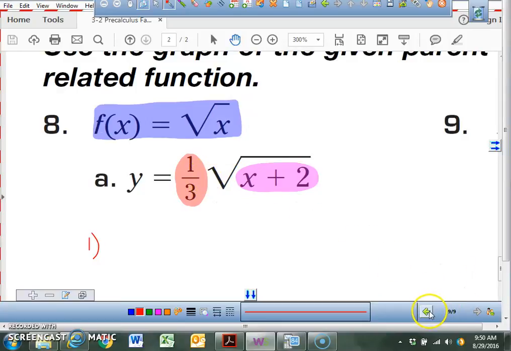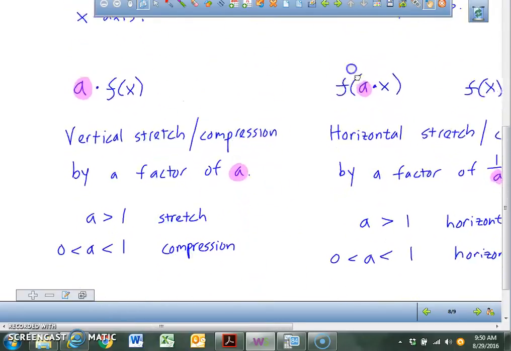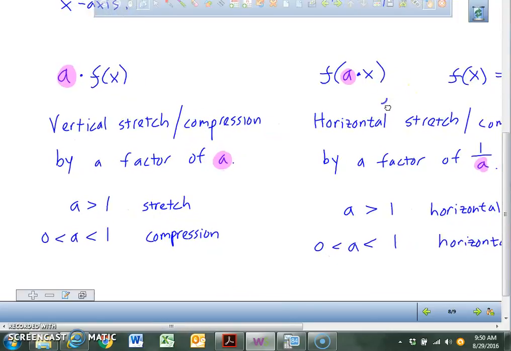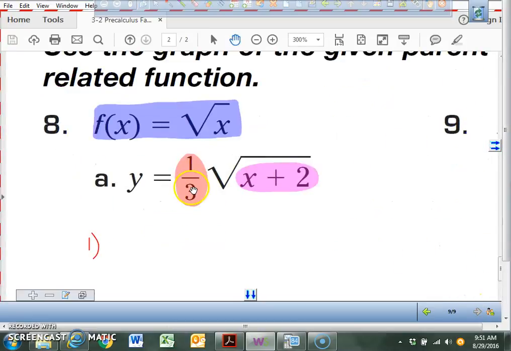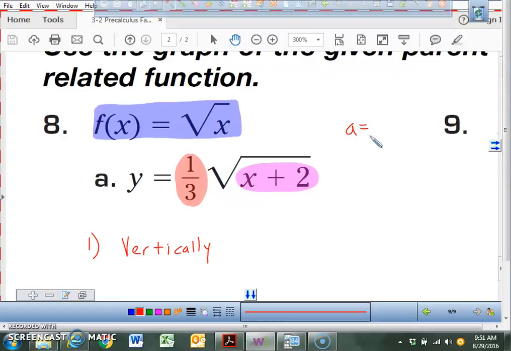So if we go back to our notes right here, which one do you think it is categorized? This one on the left or this one on the right? Where's the 1/3? Is it on the outside or is it on the inside? Let's go back. It's on the outside. If it's on the outside, that lets us know that this is going to be a vertical stretch or a compression. What is our a value equal to? 1/3. Our a value is 1/3.